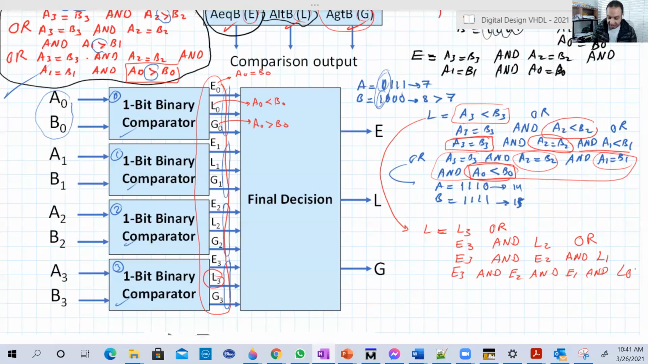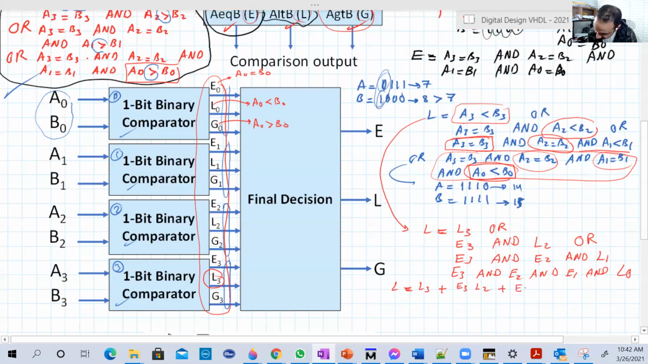We can write it concisely again like this: A is equal to L3, or, which is plus sign, E3 and L2, or E3 E2 L1, or E3 E2 E1 L0. Okay, so basically you will have 3 equations like this in your VHDL code, for example. And that's basically would be the final design.